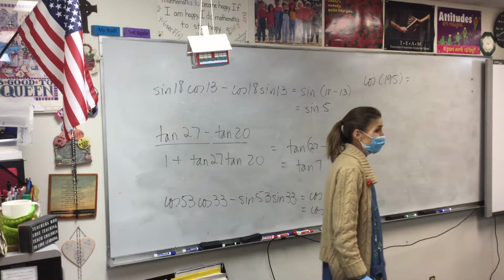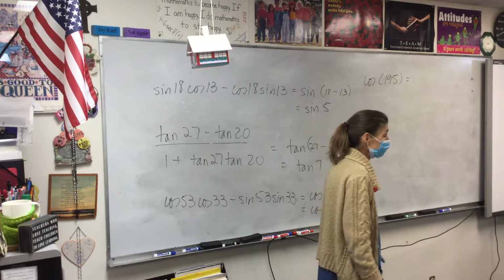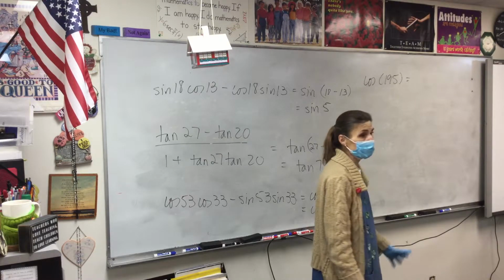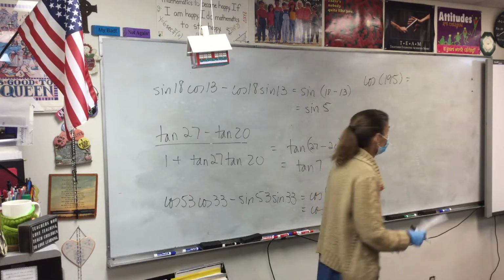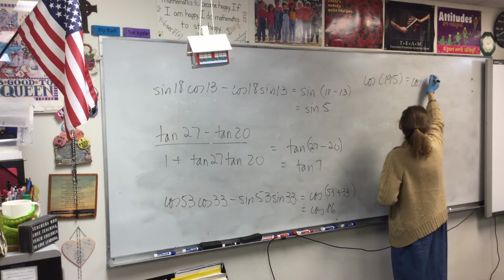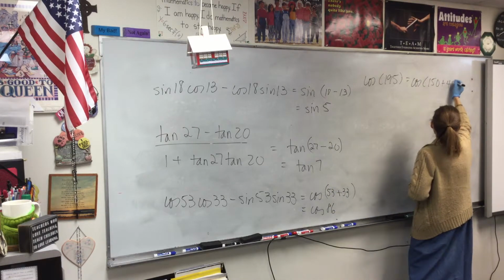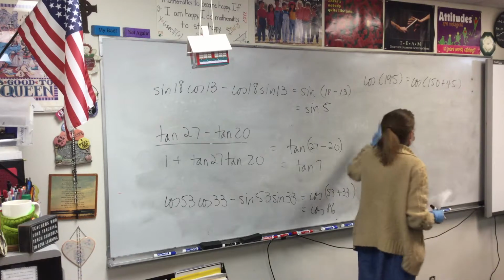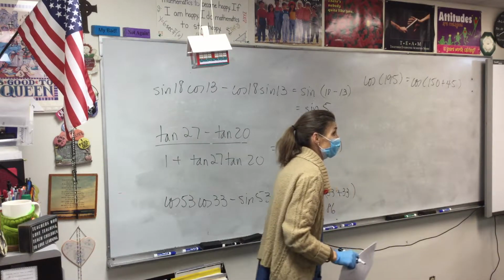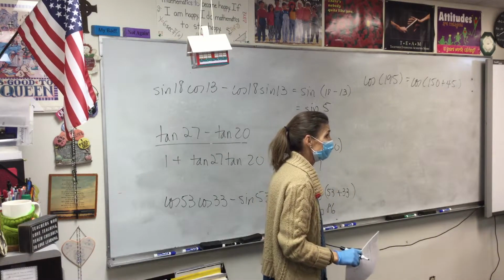Whenever I have a 5, I like to use 45. You don't have to, but 45 is so easy. I like to use it. So that would be the cosine of 150 plus 45. There are many other options. You could do 135 and 60. You could do a lot of other options.